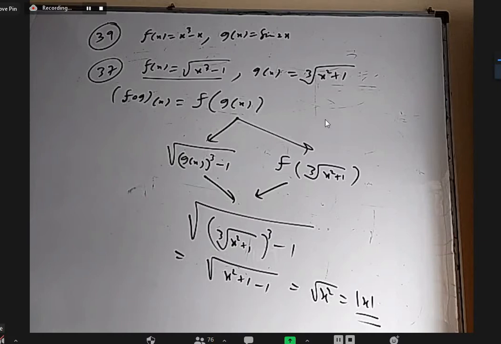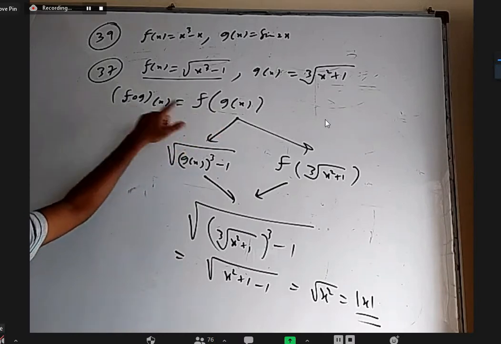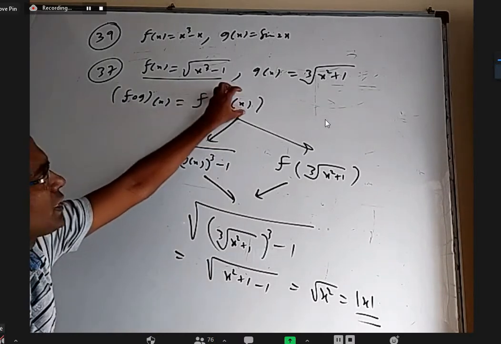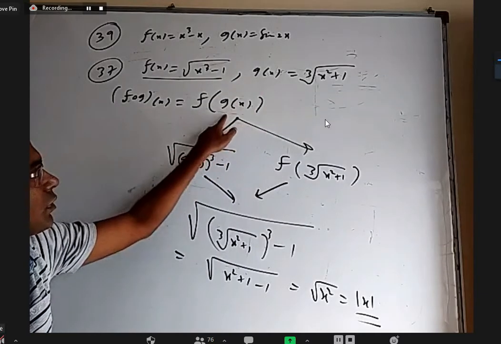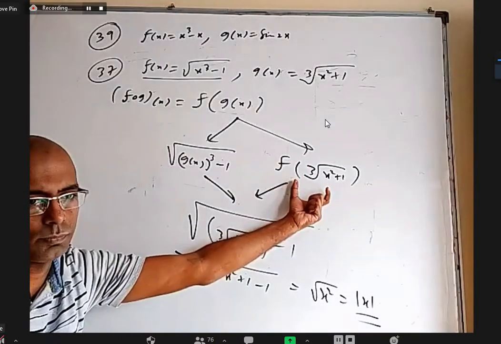Sir, once again, can you explain, sir? 37, okay. Yes, sir. They want f of g of x, which is f circle g of x. What is g of x? Cube root x square plus 1. So from here to here, I removed g of x and substituted cube root x square plus 1.